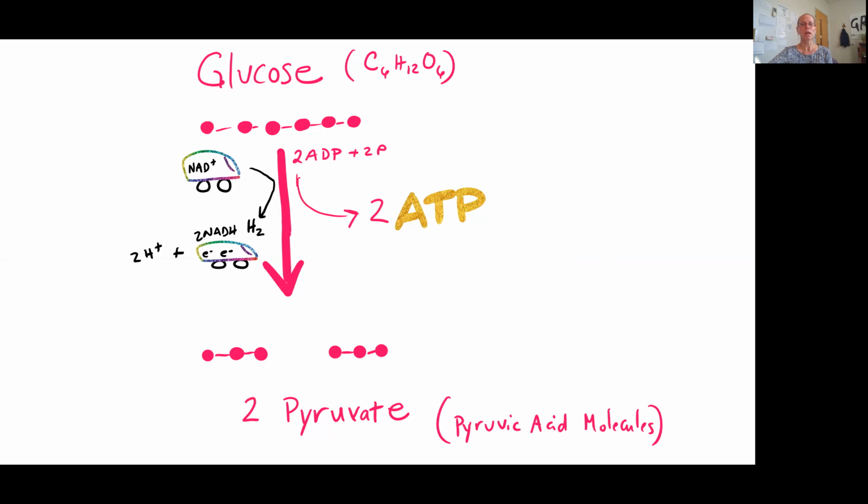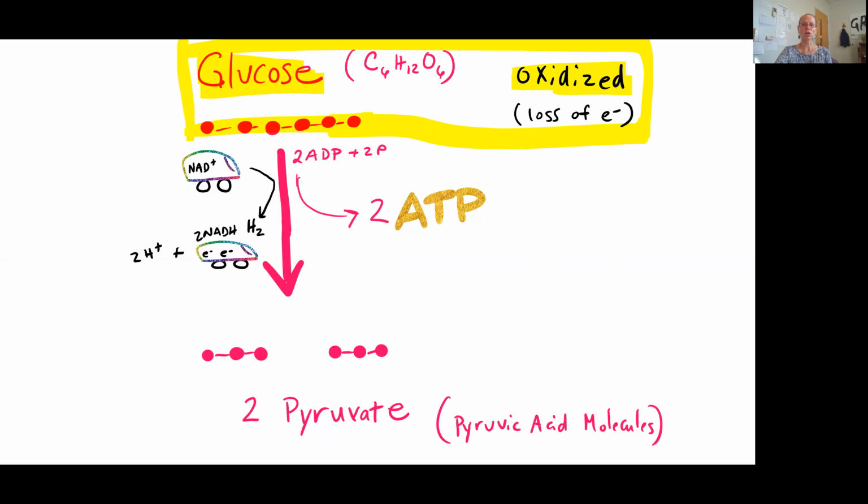Also, as part of this process, our NAD plus molecule is reduced, meaning it is going to gain electrons, it's going to gain hydrogen. So we're producing here 2 NADH molecules, which are going to be carrying our hydrogen. We're pulling hydrogen off of our glucose, so that means our glucose is being oxidized in this case. Looking down at the bottom, I've talked about these as being pyruvate molecules. You'll also see it referred to as pyruvic acid molecules. Just keep in mind that's talking about the same basic thing.